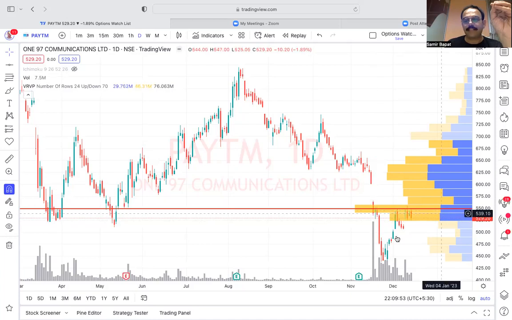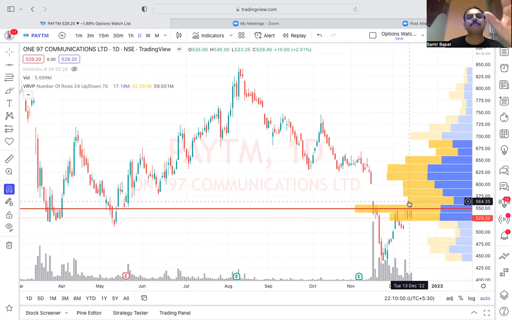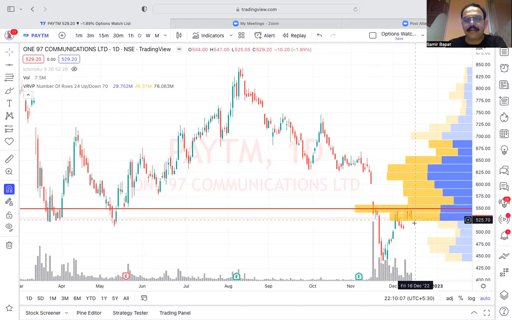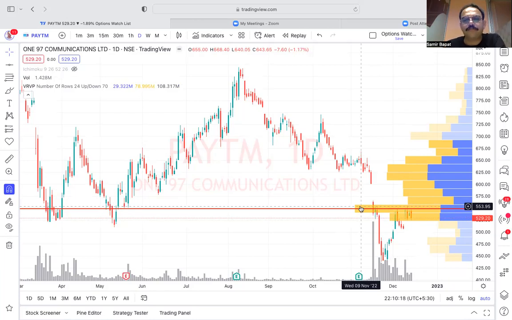So if the price is below the volume profile, avoid it. If the price is above the volume profile, nearby, you can buy it. It should not be here. It should be nearby, but above the demand zone. Right now, it is below the demand zone, avoid it. But definitely we can see that at 550, there is a demand zone.